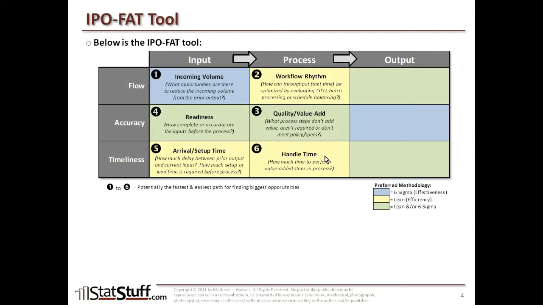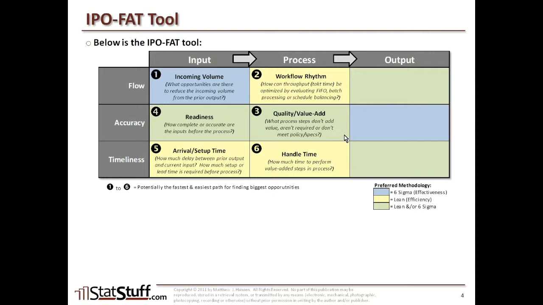That is, what is the amount of time that's being spent for the actual value-added steps that we have in the process. Now these are the 6 basic steps, and we have a certain order in here that I'll get into in just a second. But these are the 6 basic things that we would want to suggest that we look at when we're looking at it from an IPO FAT perspective.